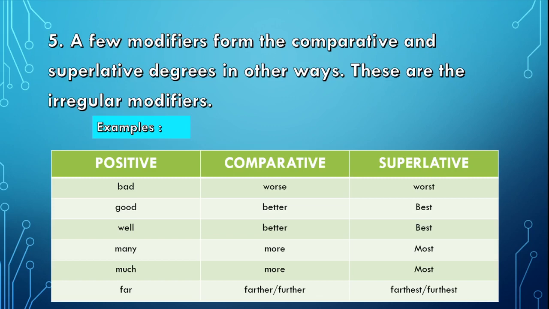I guess that's all for the comparison forms of modifiers. Again, we have 3 degrees of comparison of modifiers: positive, comparative, and superlative. And always remember that the way a modifier forms the comparative and superlative depends on the number of syllables.